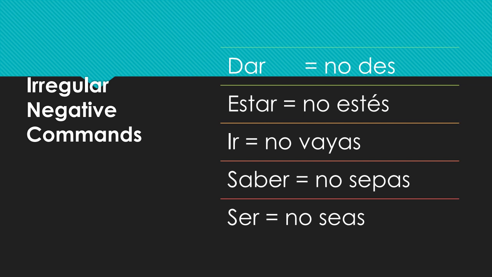So dar is no des. Hey, don't give. Estar, no estés. Don't be. Ir, no vayas. Don't go. Saber, no sepas. Don't know. And ser, no seas. Don't be. All right. So these are your 5 verbos irregulares para los mandatos negativos. All right, and you'll want to memorize these.